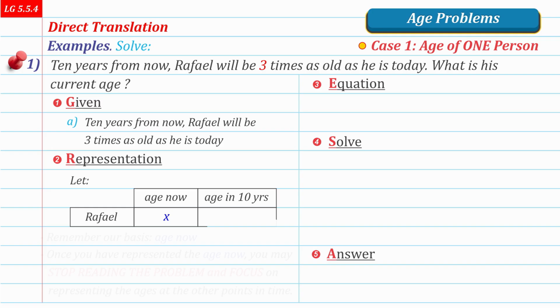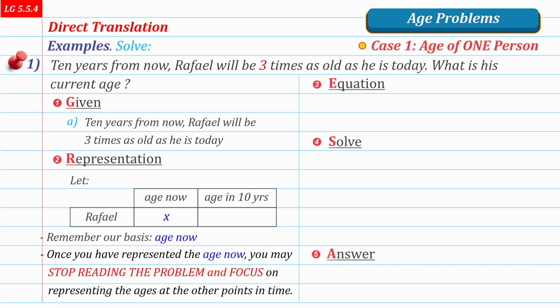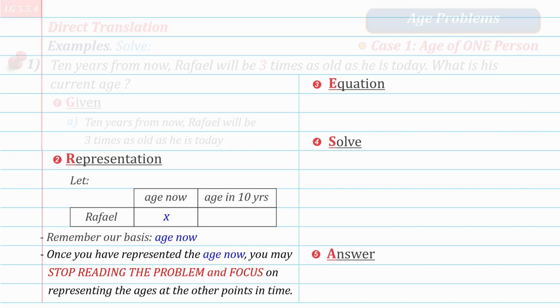Remember our tip? Once you've represented the age now, you may stop reading the problem and focus on representing the ages at the other points in time. So far we know how to represent Rafael's present age, which is X. So stop reading the problem and focus on getting the representation of his age 10 years from now. That will be, 10 years from now, we add 10 to X. Therefore, we represent Rafael's age 10 years from now as X plus 10. Our table is now complete.